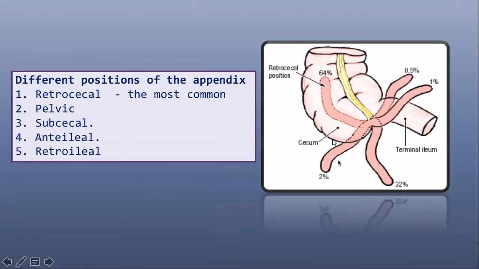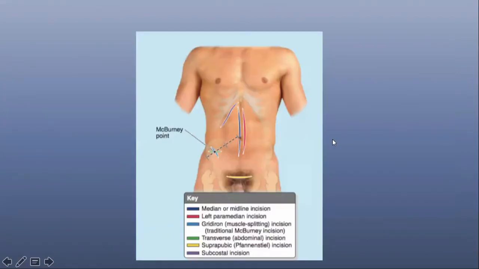It could be anteilial or preilial. So this is your ileum. So anteilial or preilial. And in some cases, it's behind the ileum, retroileum. Okay? So these are just some of the noted positions of your appendix. Again, the most common would be retrocecal, followed by your pelvic position.